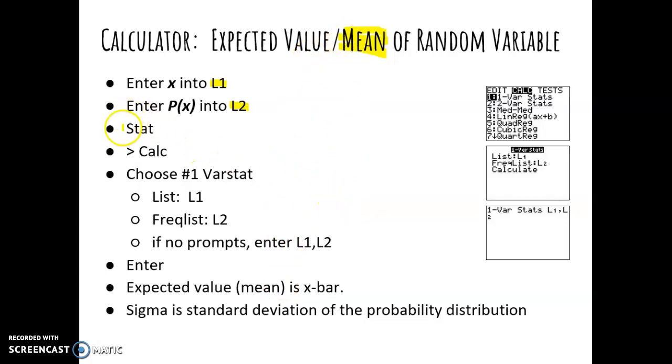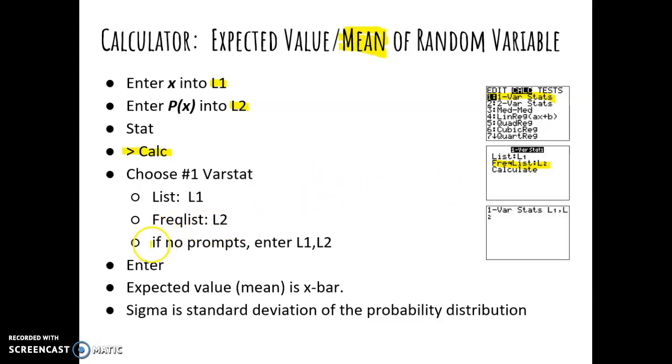Then we're going to do some familiar steps. We're going to hit Stat. We're going to arrow right and go over to Calc. We're still choosing number 1, var stats. But when it says list L1, and normally we leave frequency list blank, here we put frequency list L2, or wherever the probabilities are in your calculator. So this is the one time we want to fill that in. Now keep in mind that once you fill that in, when you do this again, you'll need to delete it out if you're doing a normal mean.